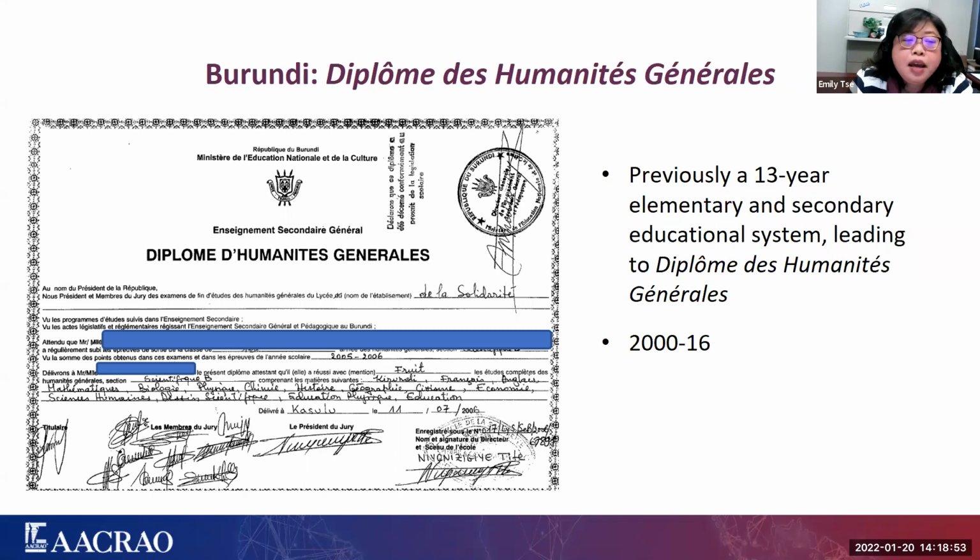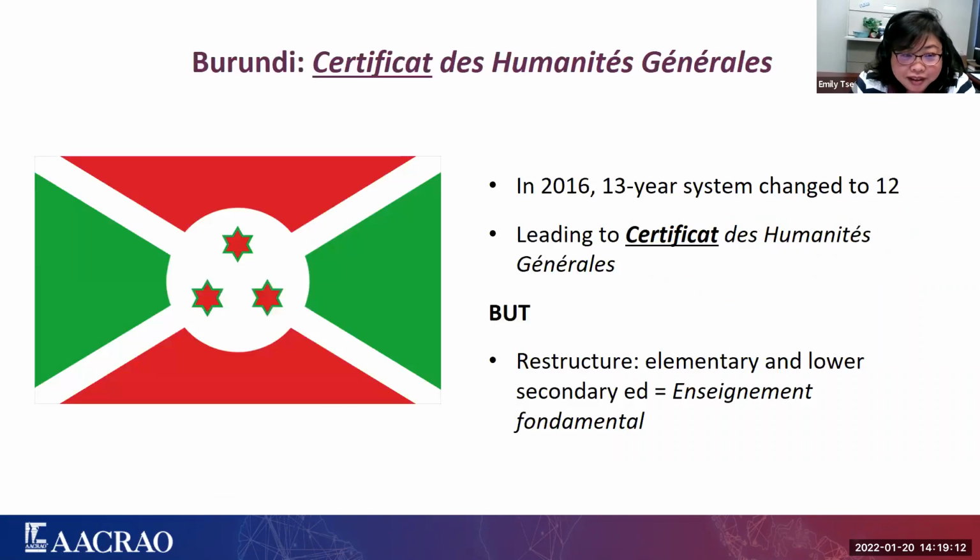So previously, as mentioned, Burundi was a 13-year elementary and secondary educational system. So at the end, the students would get the Diploma of General Humanities. But that then changed in 2016. On to the next slide. And then again, it changed to 12 years instead, culminating in the Certificate of General Humanities. So after 2016, instead of the Diploma of General Humanities, we get the Certificate of General Humanities. A little tricky, but manageable.